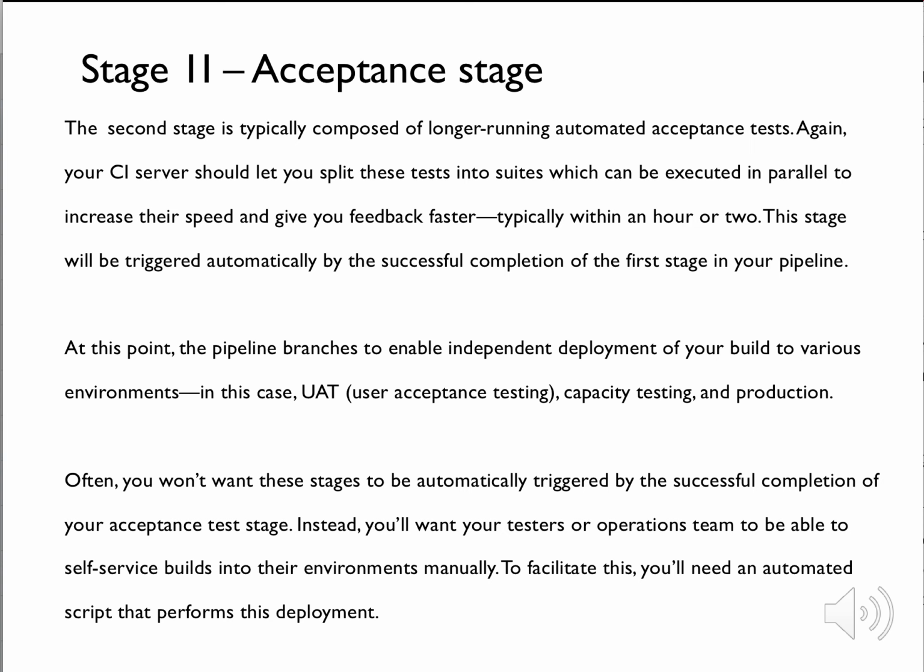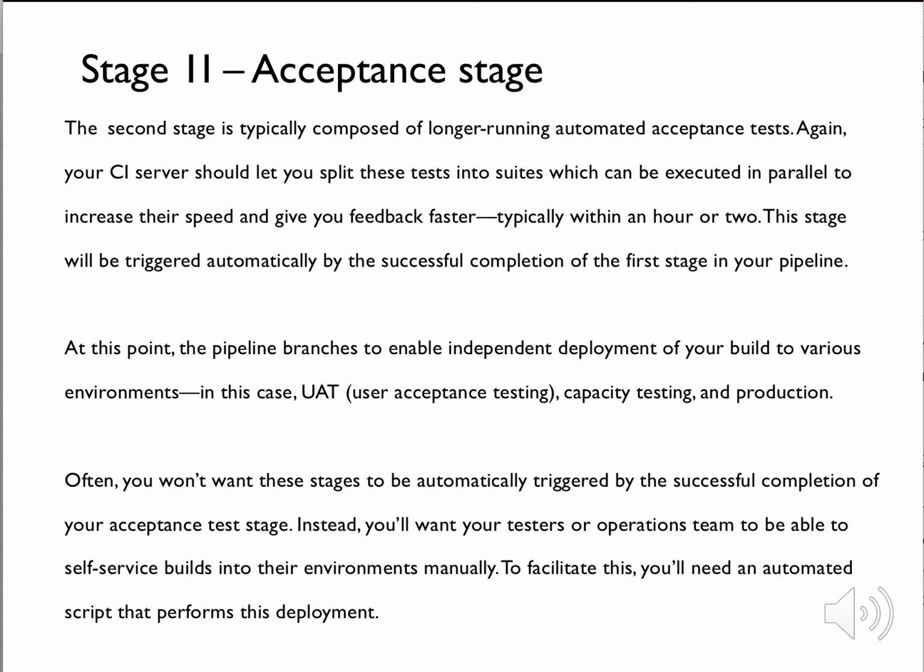Just imagine a situation where you check in code, your automated acceptance tests run, and the developer gets the feedback immediately. This helps everyone, not only the developer but also the product and business people, to understand what level our project is at. At this point, the pipeline branches to enable independent deployment of your build to various environments. In this case, UAT, capacity testing, and production.